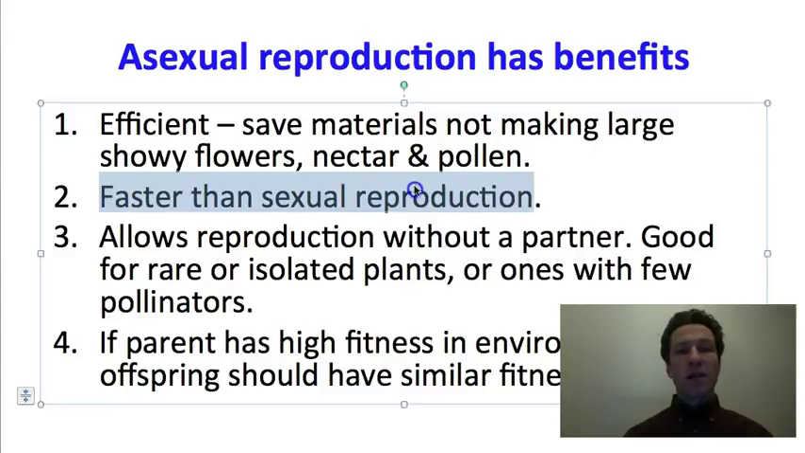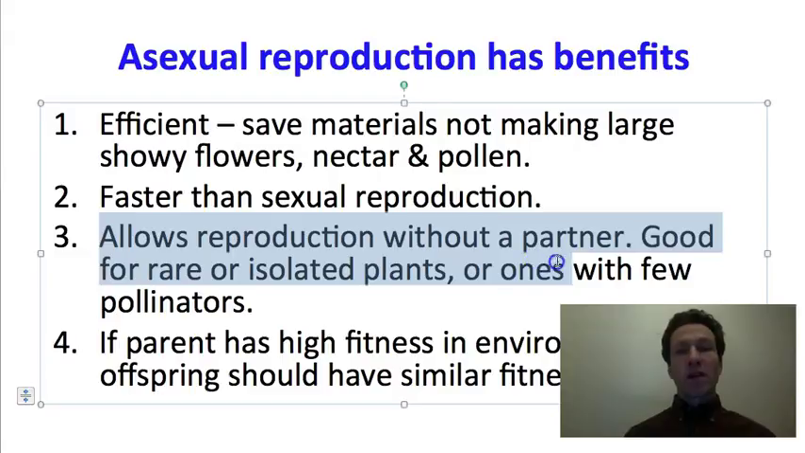It's a faster process because the plant does not need to wait to make flowers, for example. It does not need to wait for pollinators to come, and it does not need to do everything that's complicated in terms of pollination and fertilization.